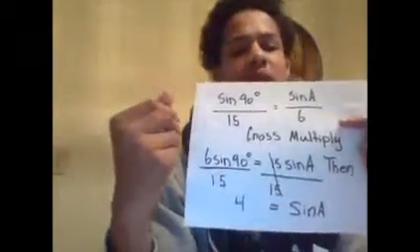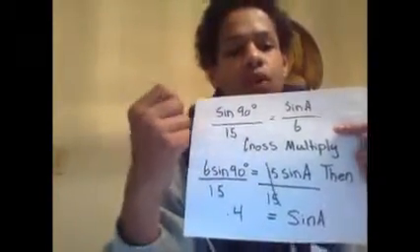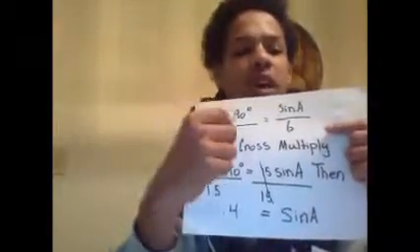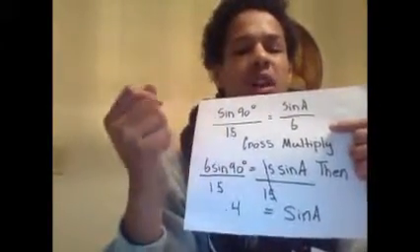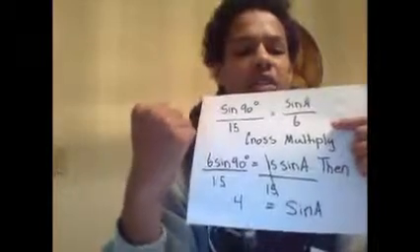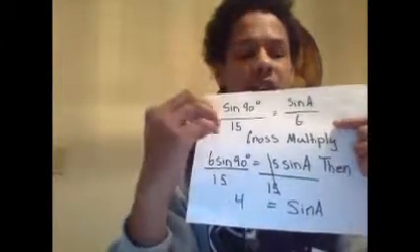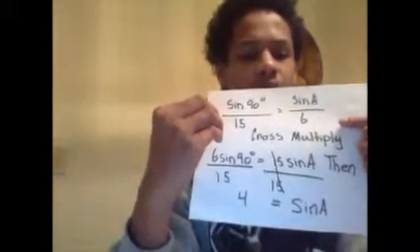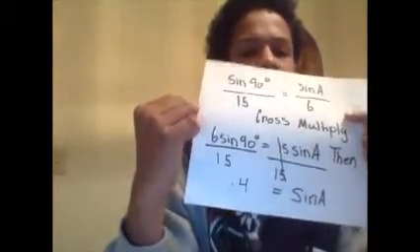Now keep this in mind: it cannot be 1.4, it cannot be 1.1, it cannot be 1.2, because it has to be 1 or under. You understand, it cannot be over 1. So we have 0.4.